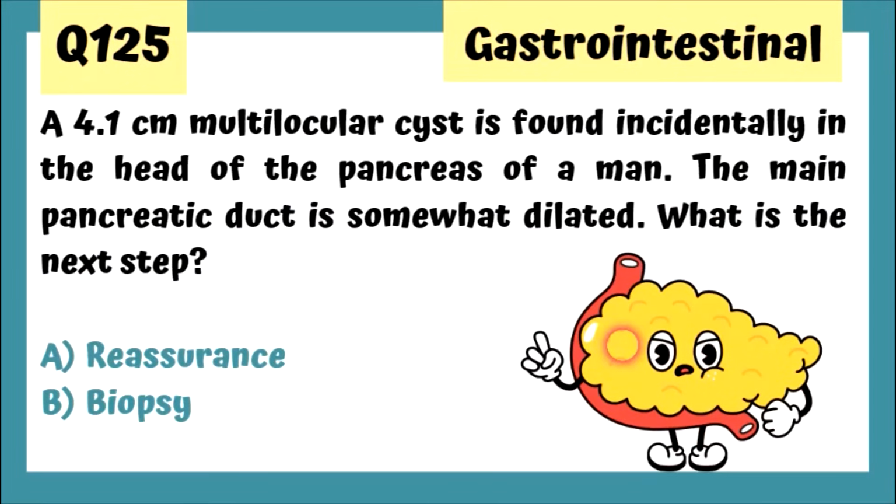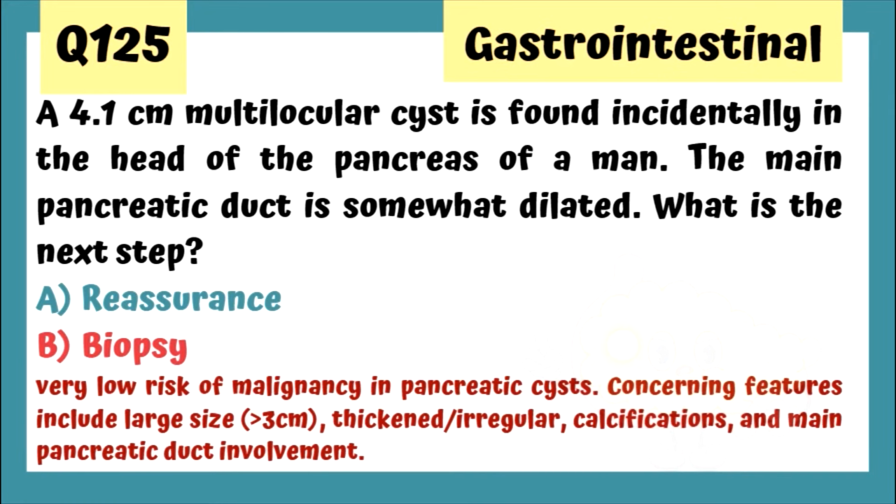Question 125. A 4.1 centimeter multilocular cyst is found incidentally in the head of the pancreas of a man. The main pancreatic duct is somewhat dilated. What's the next step? We want to go with biopsy because it's pretty big. It's concerning when they're bigger than 3 centimeters, or they're irregular, or if there's main pancreatic duct involvement.